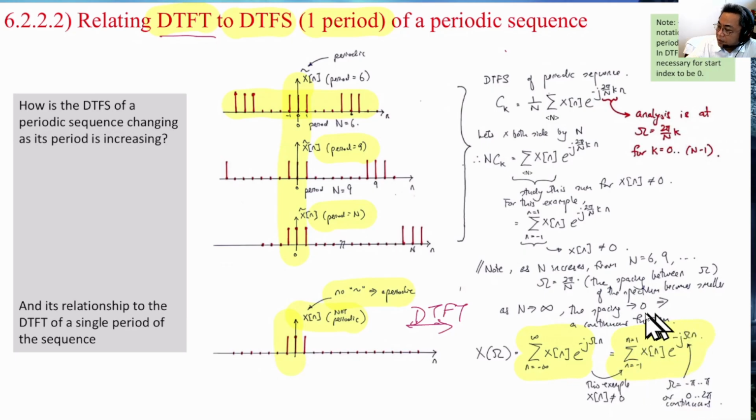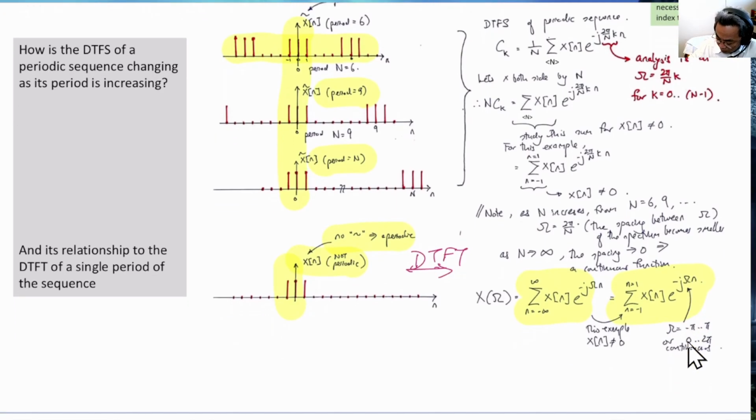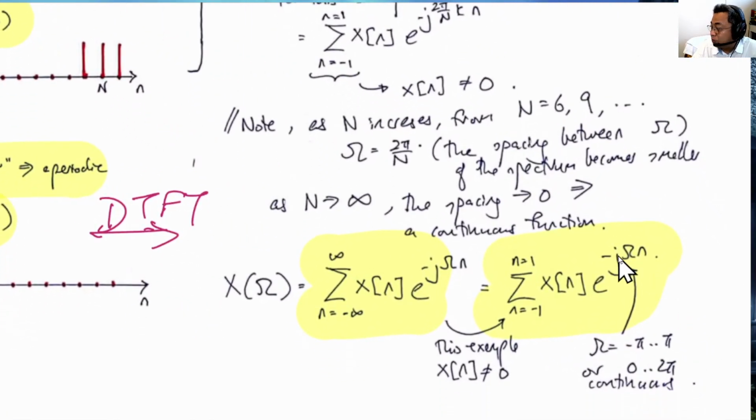Now, let's be clear. This is the DTFT of this aperiodic sequence, and we need to plug in different omega from minus pi to pi, or from 0 to 2 pi, continuously. So that means we substitute different omega and we compute this. And this is computable because n is only from -1 to 1, and therefore this will converge to some value.